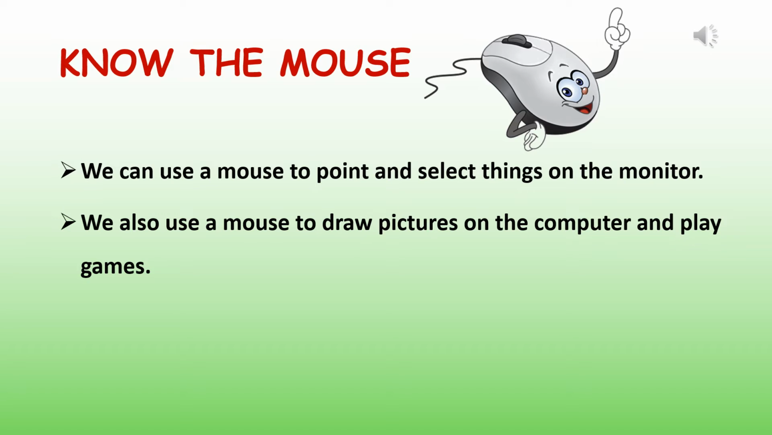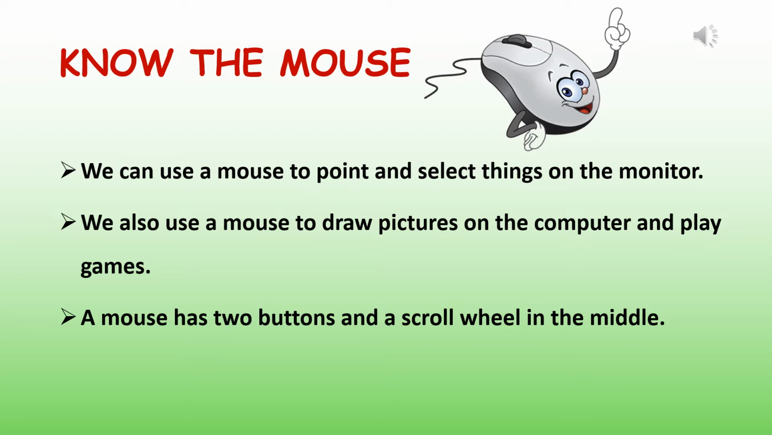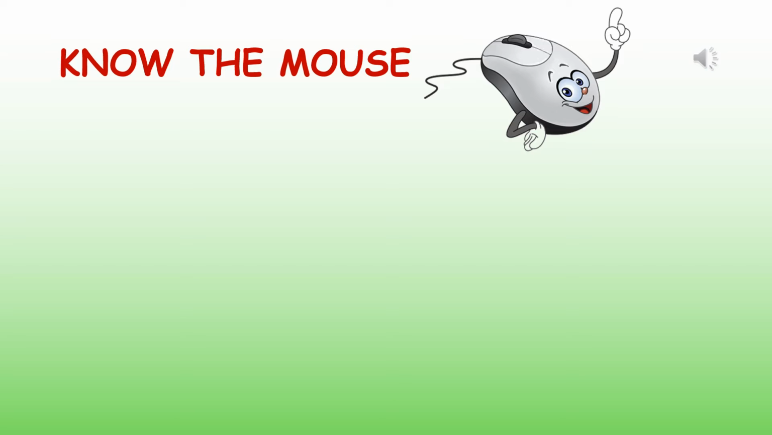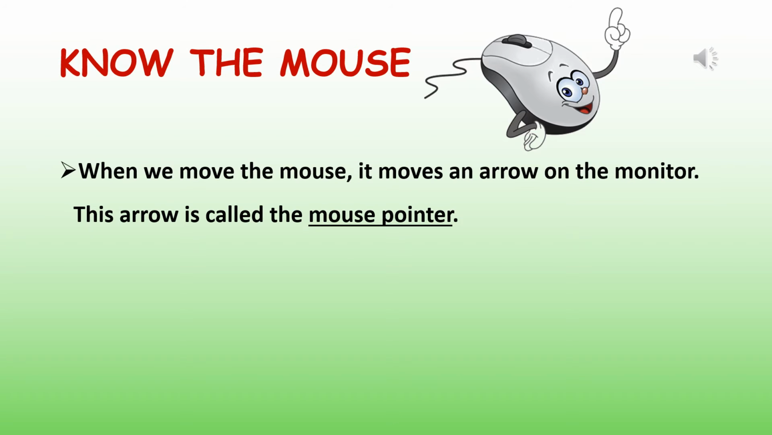So a mouse has two buttons and a scroll wheel in the middle. That is how we can use the mouse. And it also has a long wire which is attached to the CPU box. We also learned that when we move the mouse, it moves an arrow on the monitor, and this arrow is called the mouse pointer.